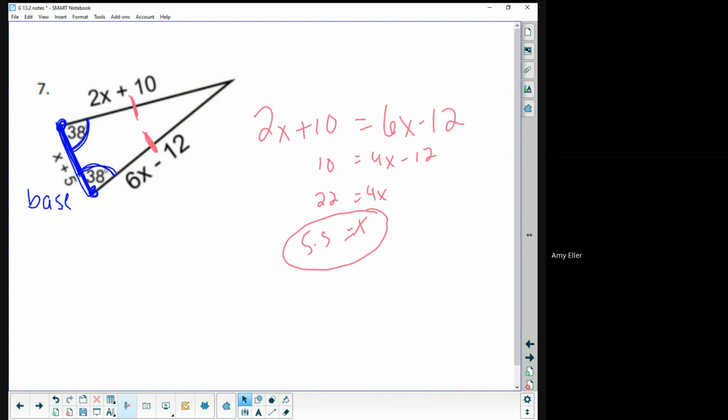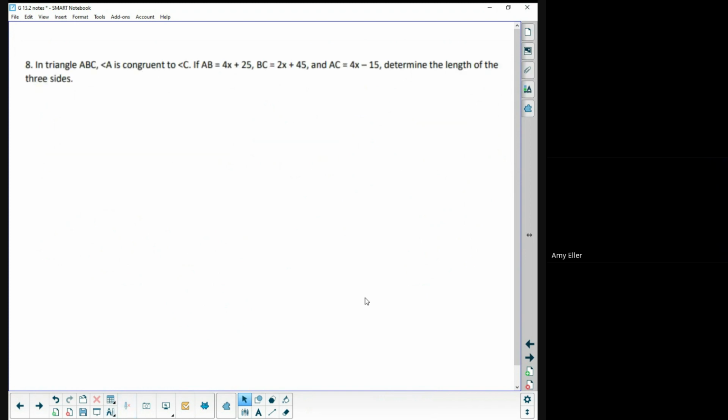One more. In triangle ABC, angle A is congruent to angle C. If AB equals this and BC and AC, determine the lengths of the three sides. Let's start by drawing a triangle. We know angle A and C are going to be the same. So draw a triangle that has two matching angles, call them A and C.